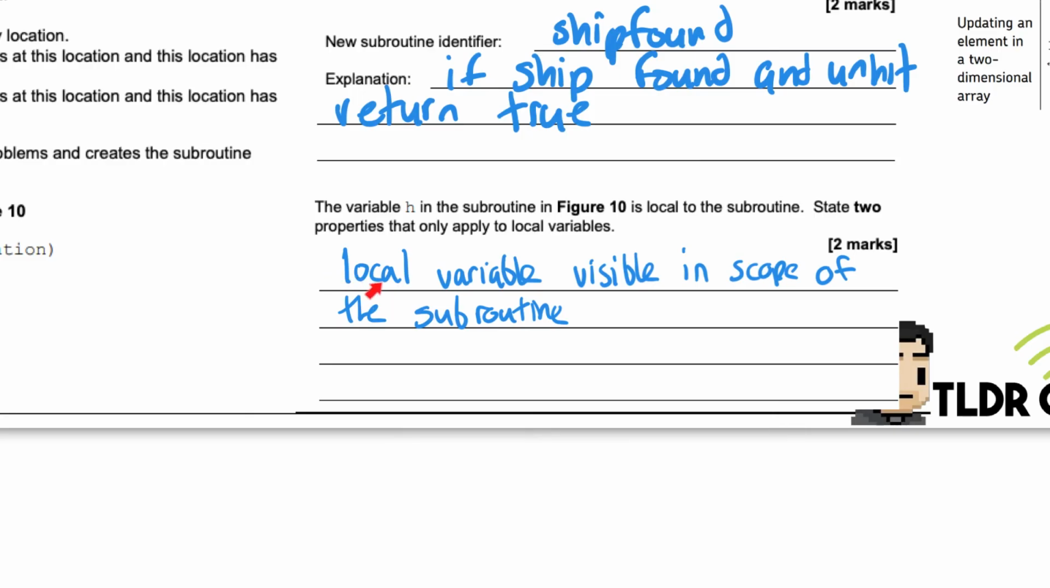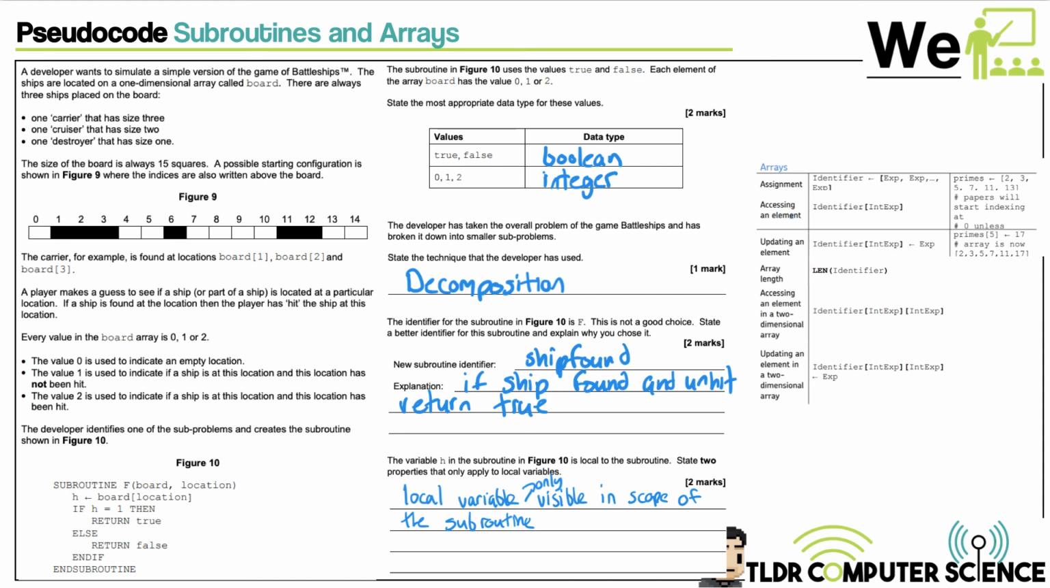First of all, local variable visible in scope of the subroutine. Local variable only visible in the scope of the subroutine. So in this case here, let's imagine that we had some other subroutines, h is only visible and accessible here. In another subroutine, it would not be available. So that's one of the points.